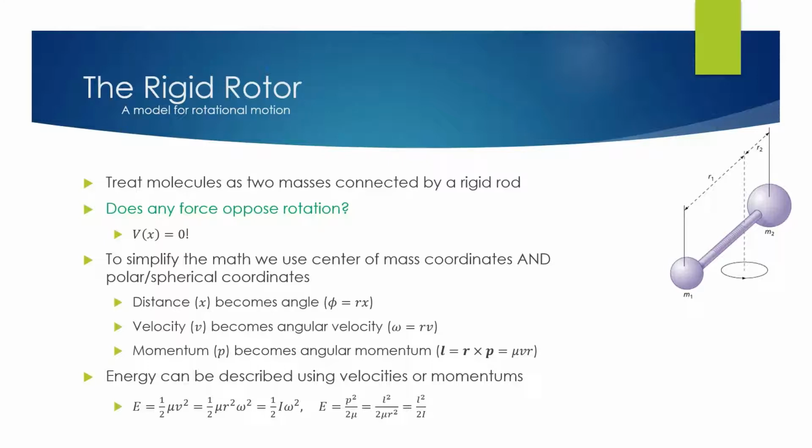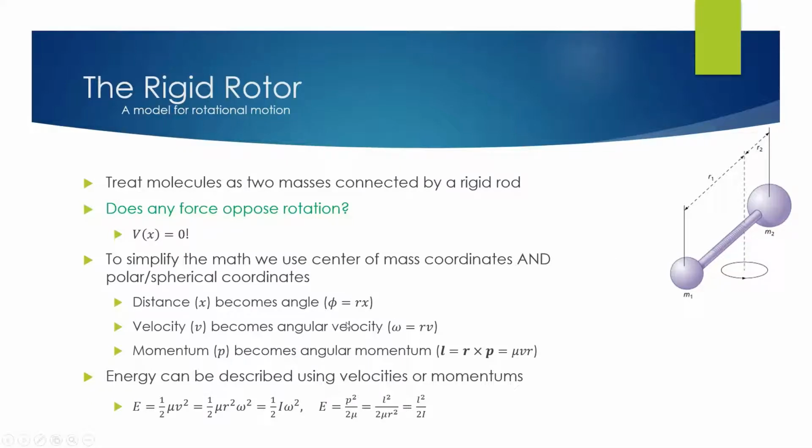To solve the rigid rotor problem, just like for the harmonic oscillator, we're going to use center of mass coordinates. And then it turns out, and you may be familiar with this from physics, that it's much simpler to use polar coordinates, or spherical coordinates for three dimensions, to talk about rotation rather than trying to use single dimensions. So our distances become angles, and here we can see an angle described where we multiply the radius by the angle, and we can talk about how far this moves with respect to x in terms of how far it moves based on some angle.